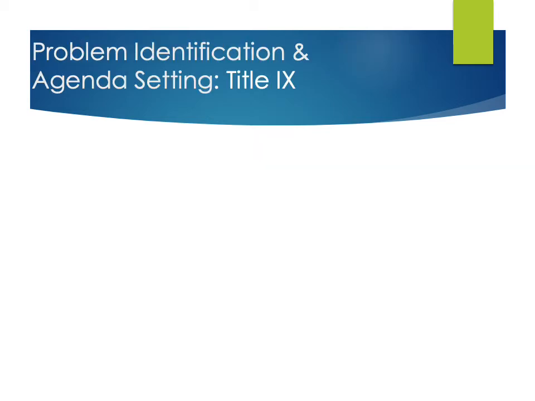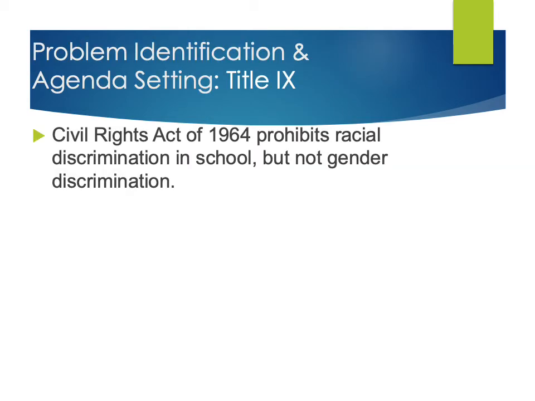Title IX was a response to the Civil Rights Act of 1964. In the Civil Rights Act of 1964, there were prohibitions against discrimination when it came to race and sex, when it came to employment. But the Civil Rights Act only prohibits racial discrimination in schools, but it doesn't go as far as prohibiting gender discrimination.